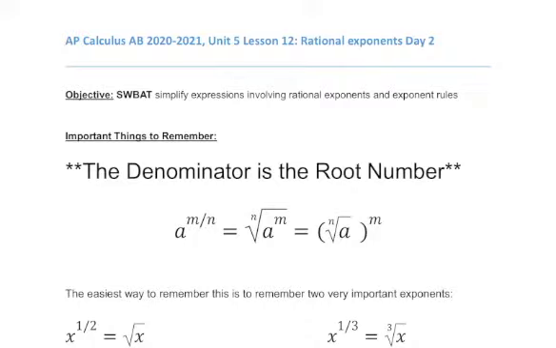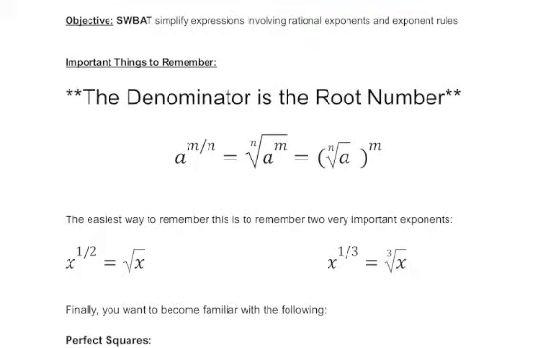All right, here we go. Unit 5, Lesson 12, Rational Exponents, Day 2. Again, that word rational doesn't mean what we're used to it meaning in common language. It doesn't mean logical. It means ratio, like a fraction, m over n.